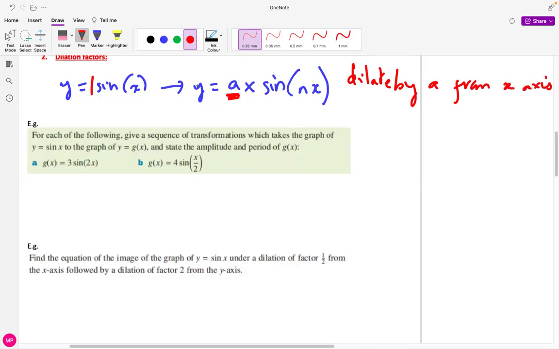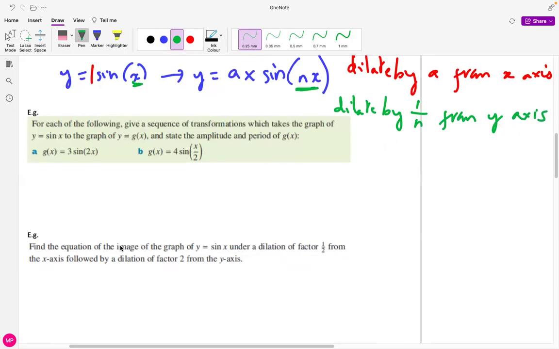Okay. And now if we consider the x here, so we have x, and now that changed to nx. As we said earlier, when you multiply n in front of the x, you actually shrink it, make it smaller. So it is dilated by 1 over n from the y-axis because it is affecting the x value.